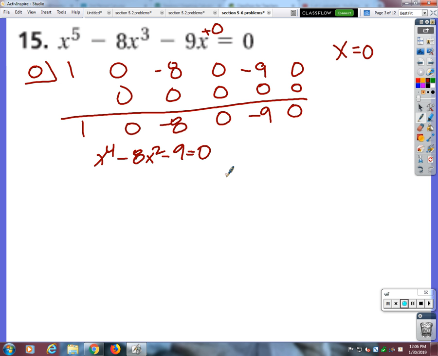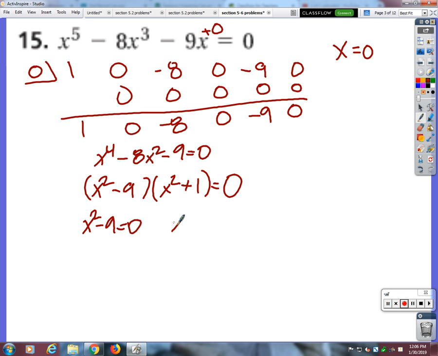Okay? So what I'm going to do now is I'm going to use one of our other solving strategies, and I'm going to factor that. What multiplies to be x to the 4th? X squared and x squared. And then I'm looking for two numbers that multiply together to be negative 9 and add to be negative 8. Good. Minus 9 and positive 1. Okay, so now I have two smaller problems to solve. So I have x squared minus 9 could equal 0, or I have x squared plus 1 could equal 0.